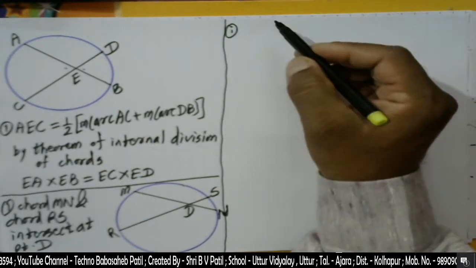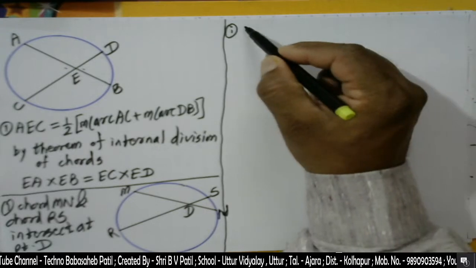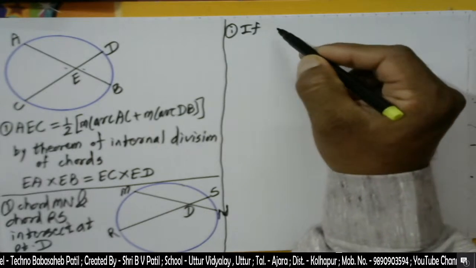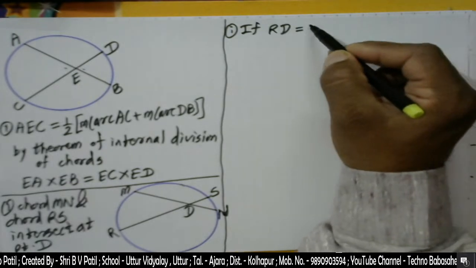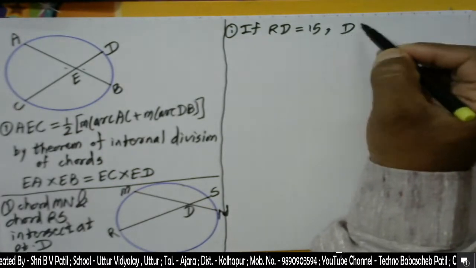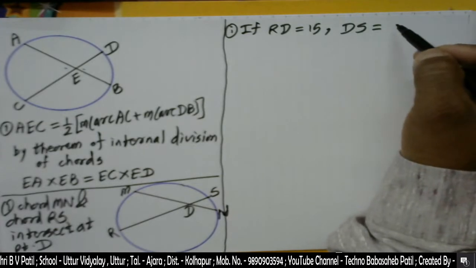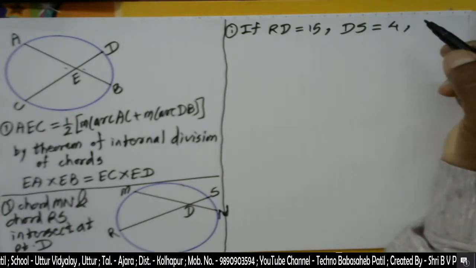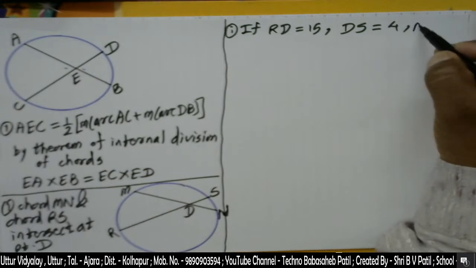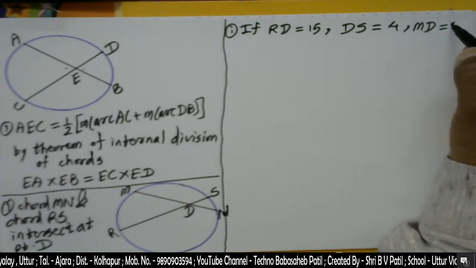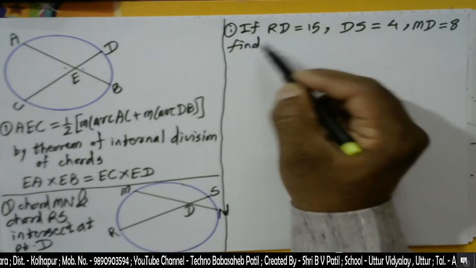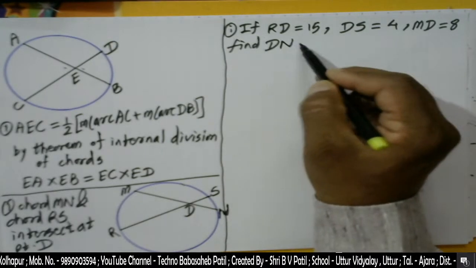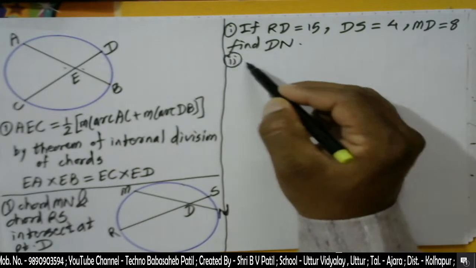There are two sub questions. If RD is equal to 15, DS is equal to 4, MD is equal to 8, find DN. That is the first question.